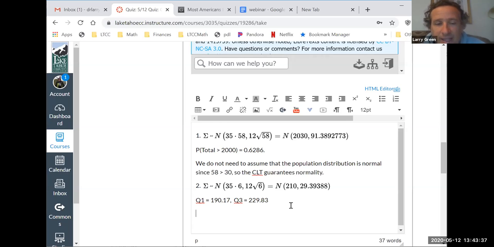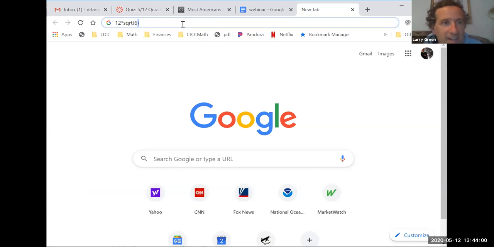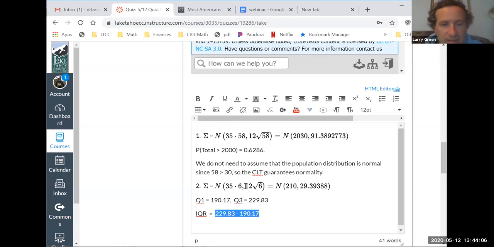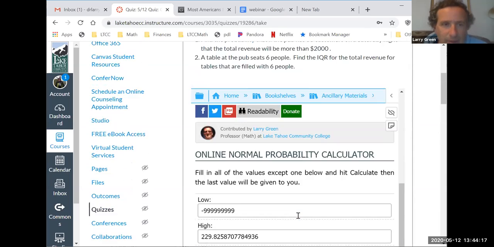So finally, to find the IQR, we subtract. IQR is equal to 229.83 minus 190.17, and we can drop that in the fancy calculator, and it says 39.66. Okay, that's the second part of part two.